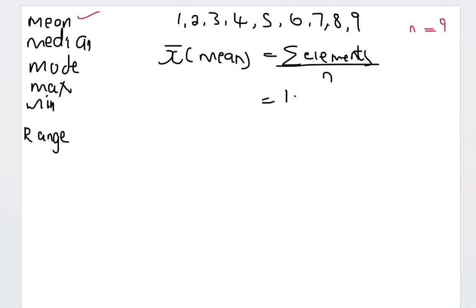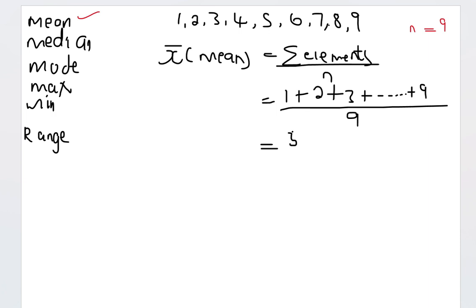So I'm going to add 1 plus 2 plus 3, and so on, up until the last number, 9. And then I divide everything by 9, since I've got 9 digits. So if we punch that on the calculator, let's see what we get. The number we get is 5. So in this case, 5 is what we call the mean, or the average of all these numbers here.